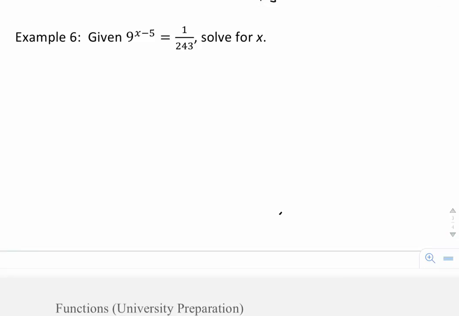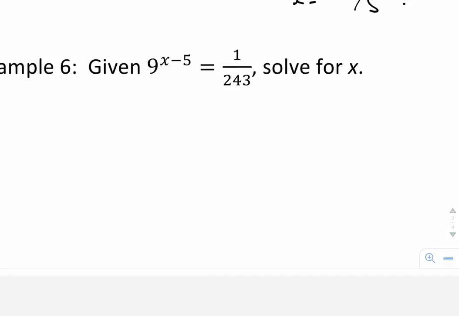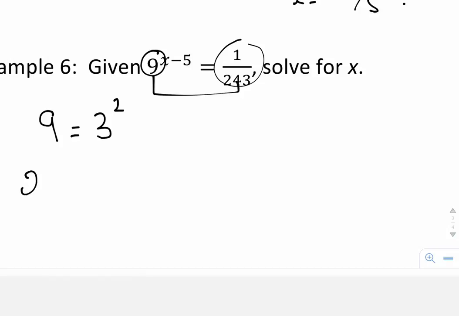Okay, for our last example, number 6, we're given an equation once again where we have bases that certainly do not look similar at all. I have a 9 here and a fraction here, which is something we haven't seen yet. However, you'll notice that the 9 and the 243 do have one thing in common. 9 is a power of 3, and 243 is also a power of 3 as well. I believe that's 3 to the exponent 5.